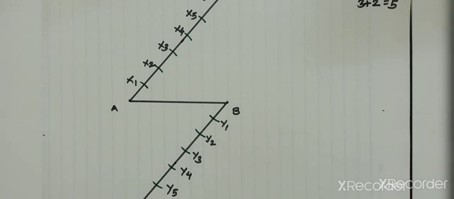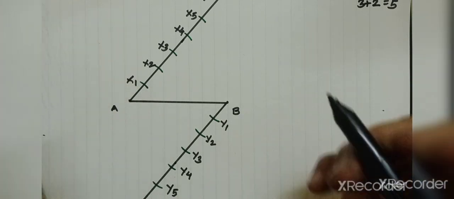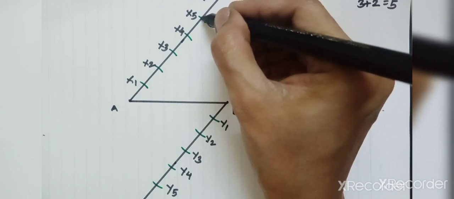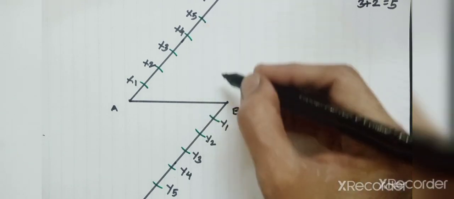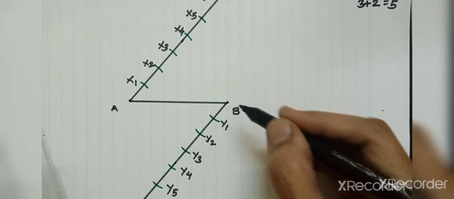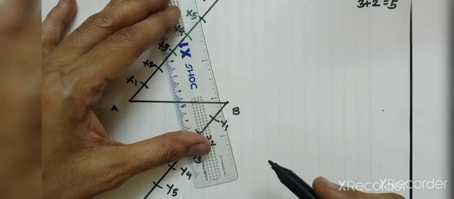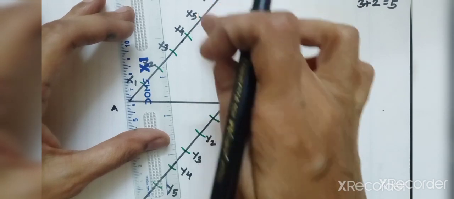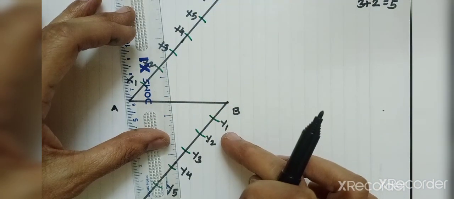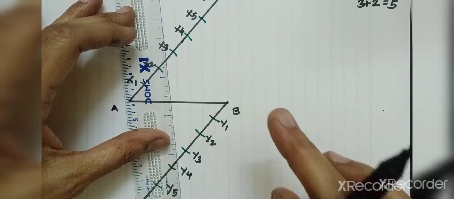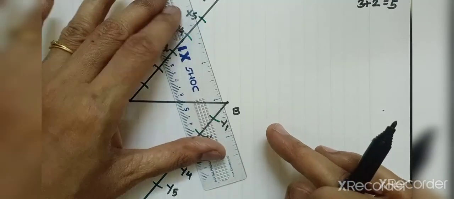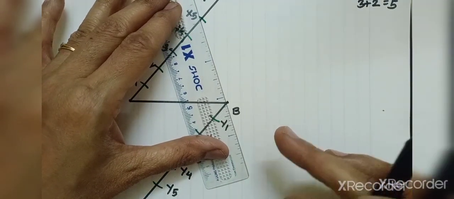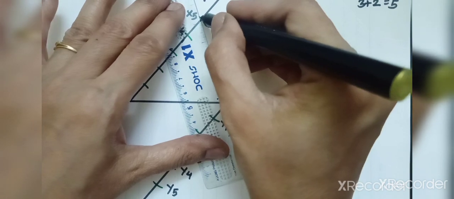Now you will have to draw a parallel line. So for that you join this x5 with the point B. So let us join this. Generally what children do, they join this first arc with the first arc of the other ray, and that is wrong. So join this x5 with B.